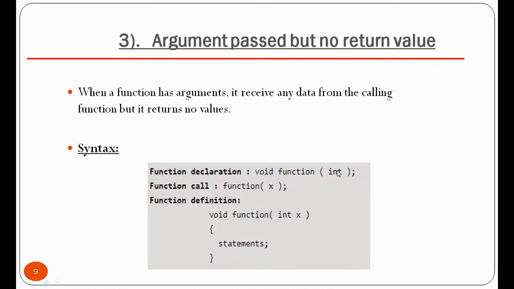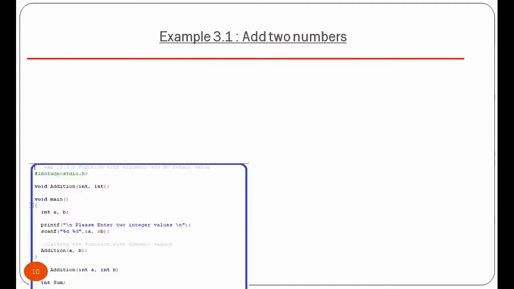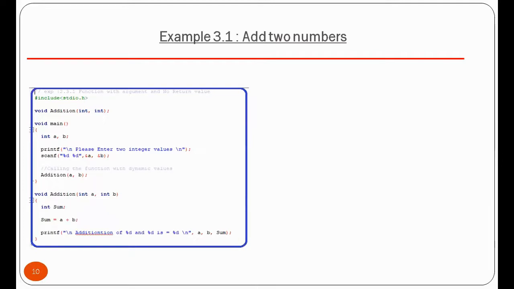And yes, we have some arguments and parameters inside the brackets. In the function call, we will pass some arguments, and in the function definition, we will have parameters, and yes, we have void over here. Okay, let's see the examples, the same examples.